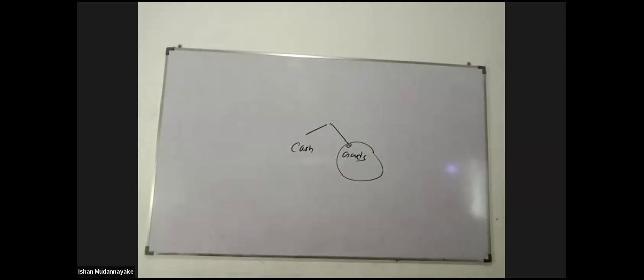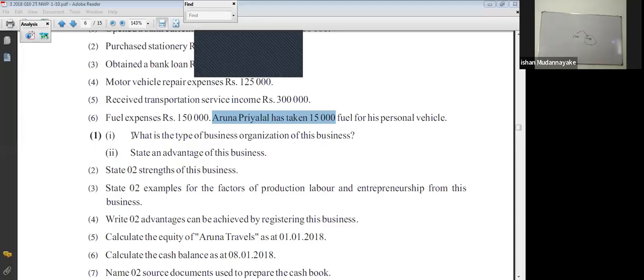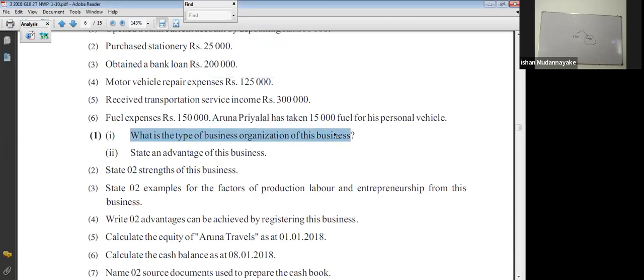Right. Then, here, first transaction, problem number 1. What is the type of business organization of this business? What is the answer for question number 1?